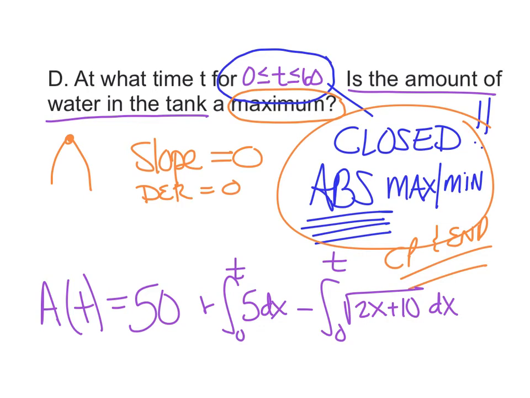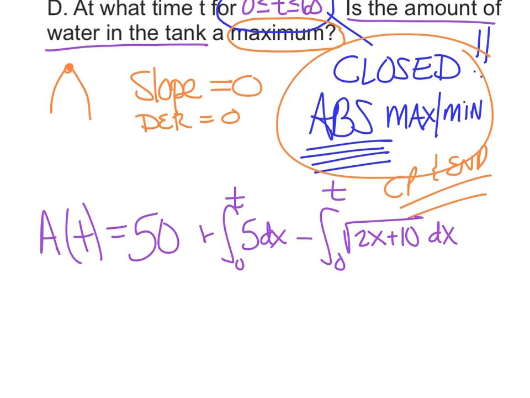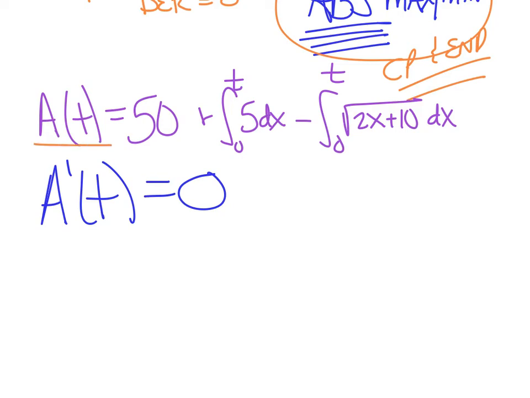Okay, so this is what I'm trying to find the max of. Again, max means you have a slope or a derivative of 0, so I need to set this function's derivative equal to 0. So I need to find A prime of t and set that equal to 0. Now it's just as easy as it sounds. Take the derivative of this function. The derivative of A of t is called A prime of t.